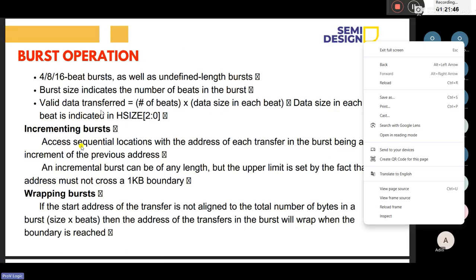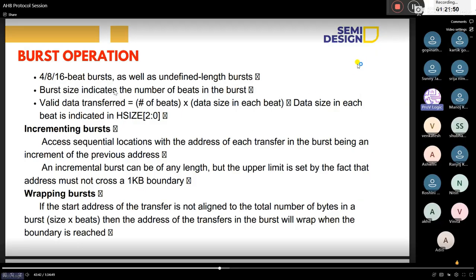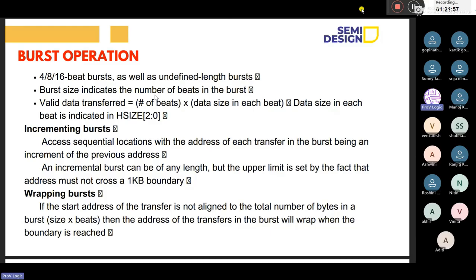More clearly, here is the burst operation: 4, 8, 16 beat burst as well as undefined length burst. Burst size indicates the number of beats in the burst. Valid data transfer we can do like that, or else I will tell you how to calculate the burst size. So there are two types of burst: incrementing burst and wrapping burst. Incrementing means accessing sequential locations, with the address of each transfer in the burst being an increment of the previous address. It keeps on incrementing one by one, based on how much incrementing size you are taking, +4 or +8, like that.